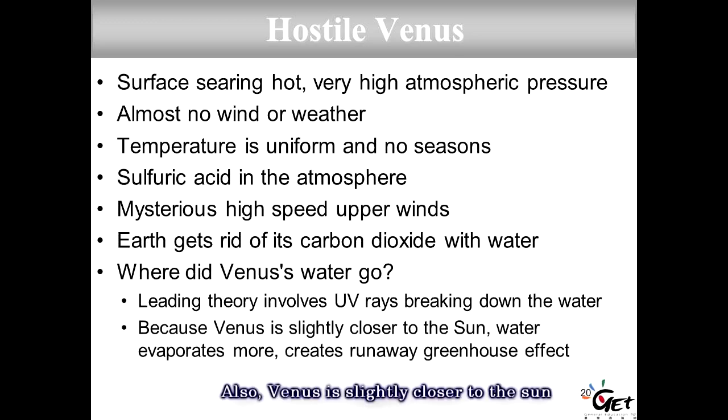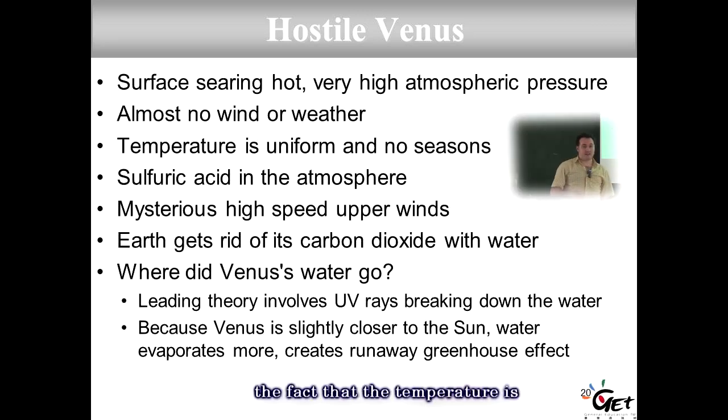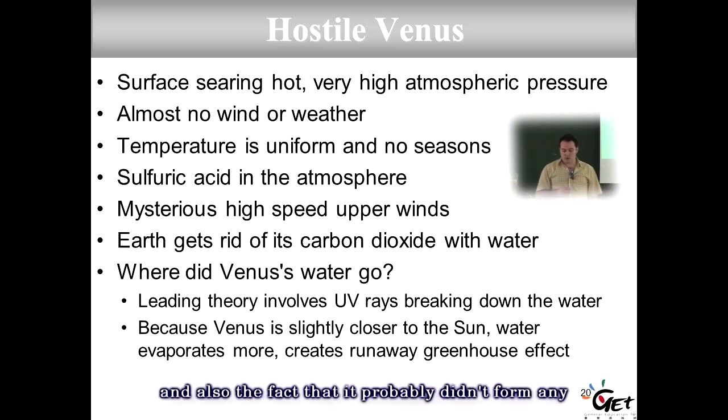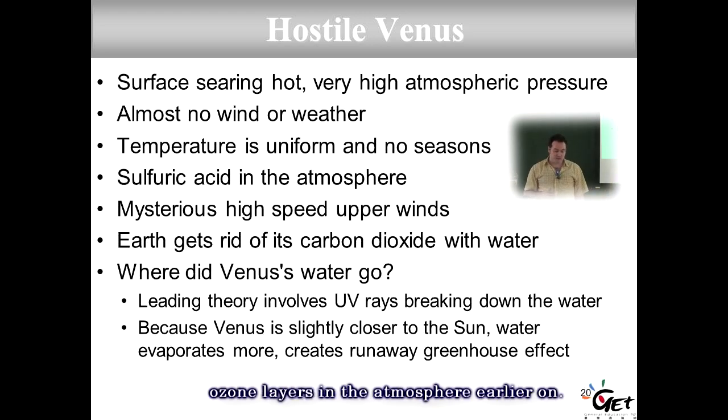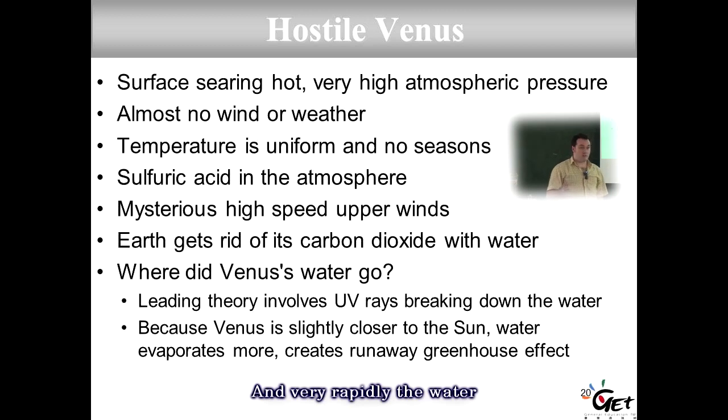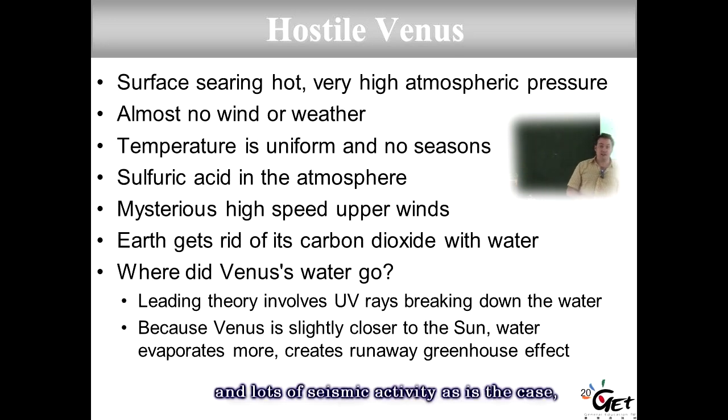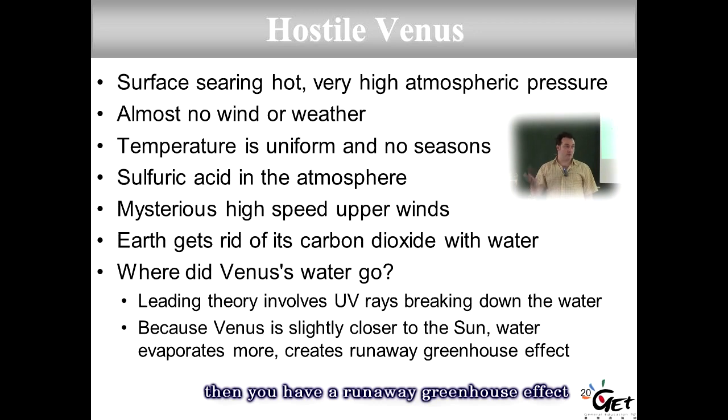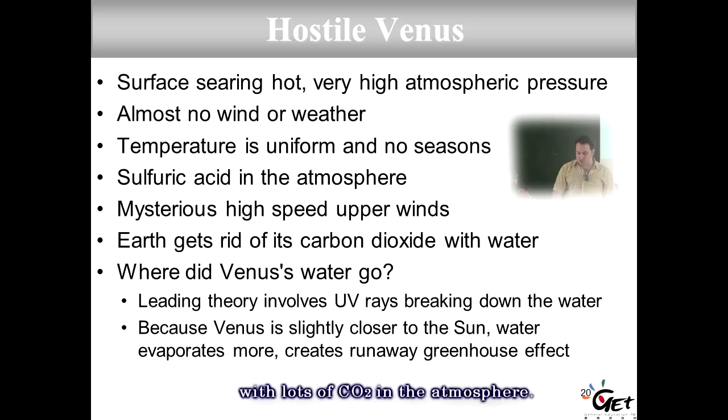Also, Venus is slightly closer to the sun, so it's slightly hotter. So water evaporates more, surface temperature is higher. So as a result of those two effects, the fact that the temperature is higher because of the proximity of Venus to the sun, and also the fact that it probably didn't form any ozone layer in its atmosphere early on, then very rapidly the water disappeared on the surface of the planet. And when you don't have water and you have lots of seismic activity, like is the case, then you have a runaway greenhouse effect with lots of CO2 in the atmosphere.